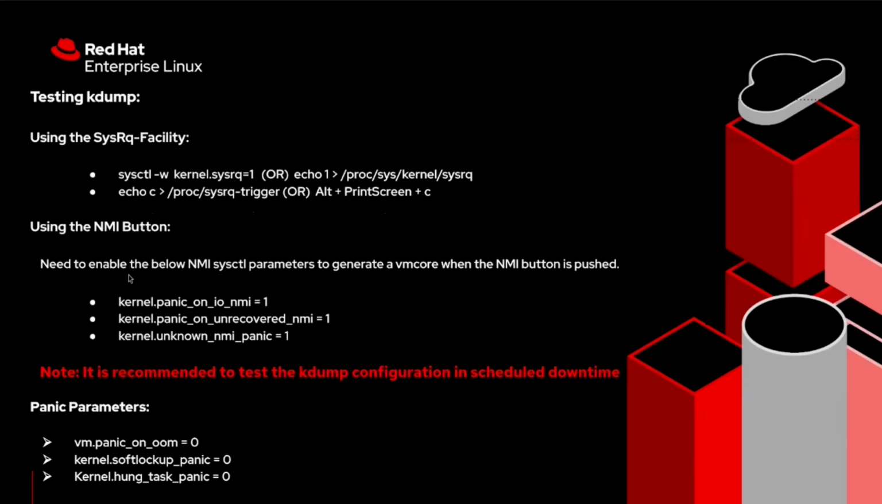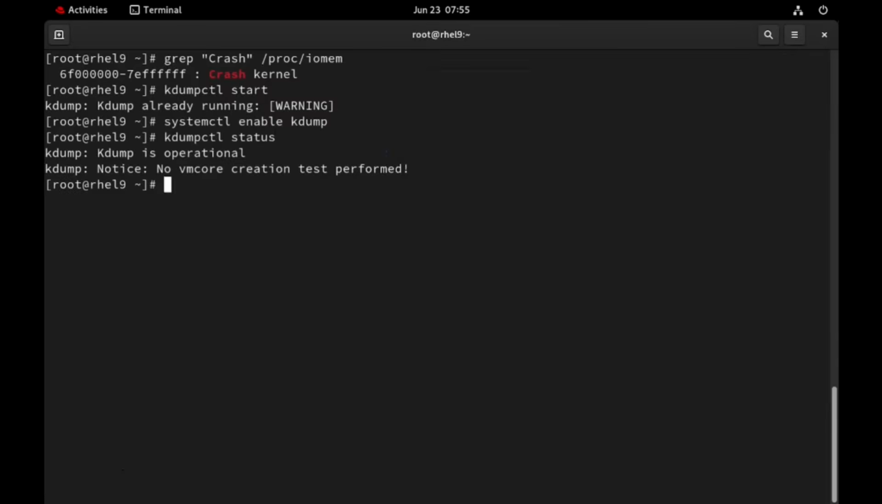You need to enable the below NMI sysctl parameters to generate a vmcore when the NMI button is pushed. Let's see the things in the demo now. Here I am testing the kdump configuration using the sysrq method. Run echo 1 > /proc/sys/kernel/sysrq. Then run echo c > /proc/sysrq-trigger. It will panic the kernel and save the vmcore file in the defined target location.